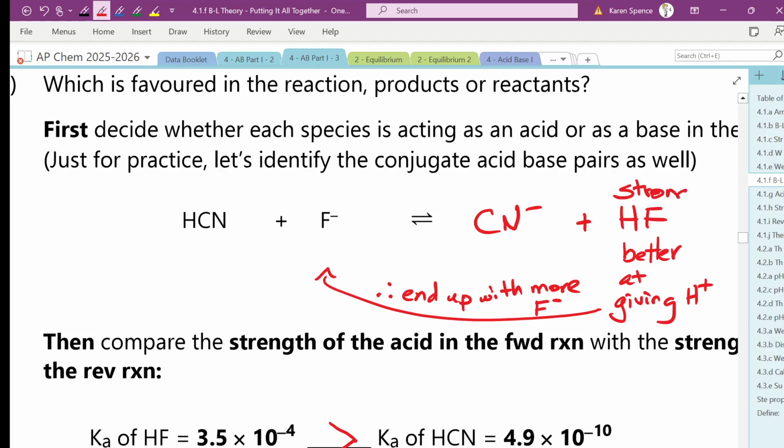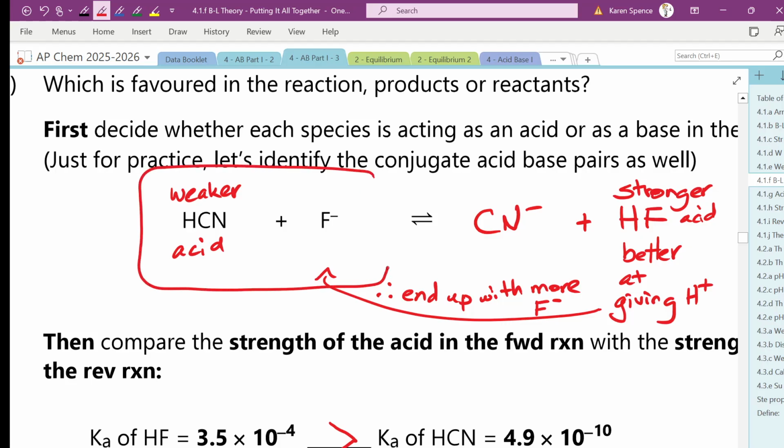So basically, you just look at your two acids. You say, this one is the weaker acid. This one is the stronger acid. Which side do you end up with more of? You end up with more of the weaker stuff.